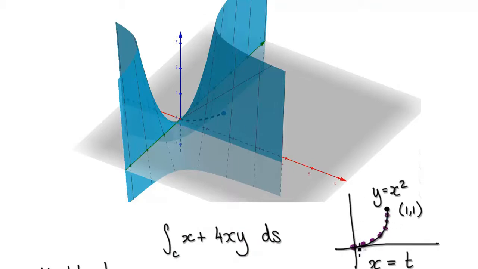So this is your y equals x squared, and then we're working out the area underneath this surface. As the particle is moving along this path, you draw a straight line up to the surface, again and again. So basically you're working out the area underneath the surface along this particular path. So let's try and work it out.